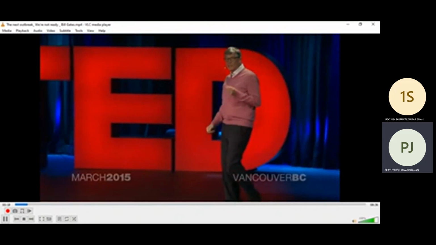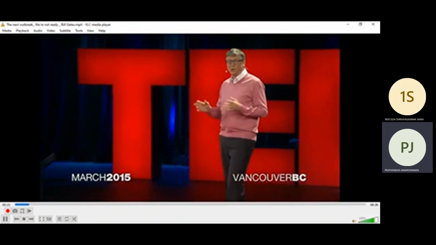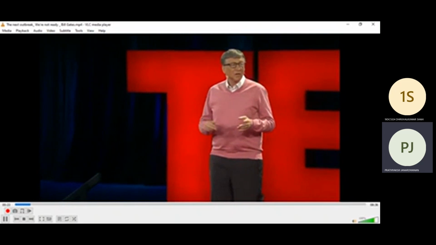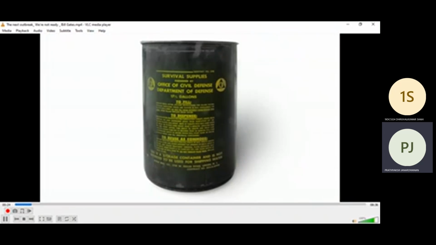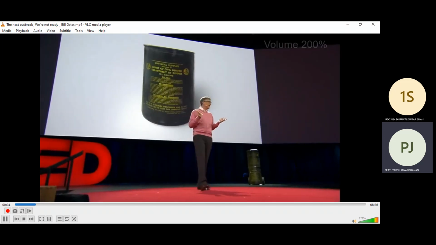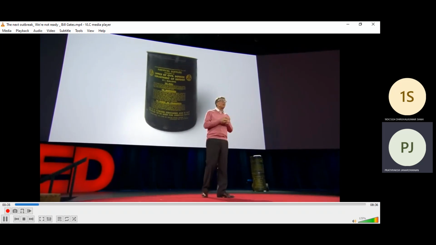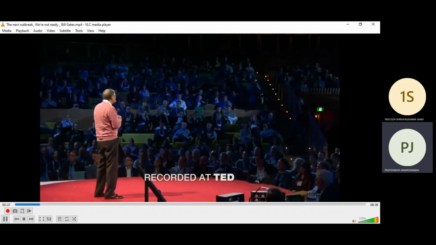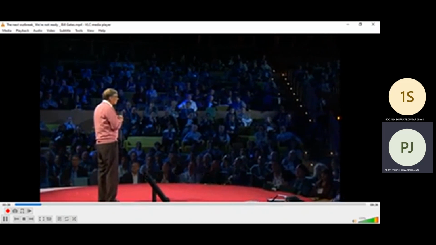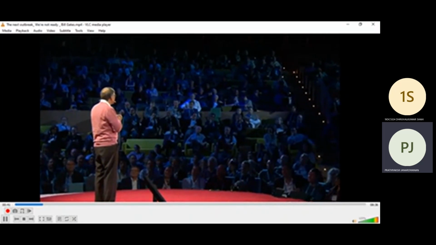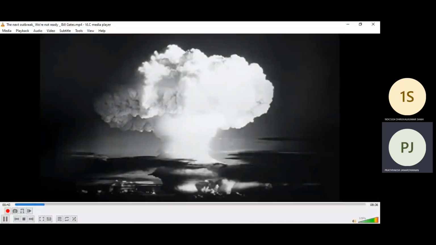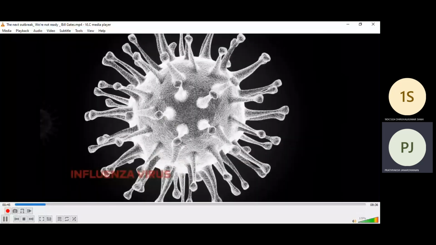When I was a kid, the disaster we worried about most was a nuclear war. That's why we had a barrel like this down in our basement filled with cans of food and water. When the nuclear attack came, we were supposed to go downstairs, hunker down, and eat out of that barrel. Today, the greatest risk of global catastrophe doesn't look like this. Instead, it looks like this.